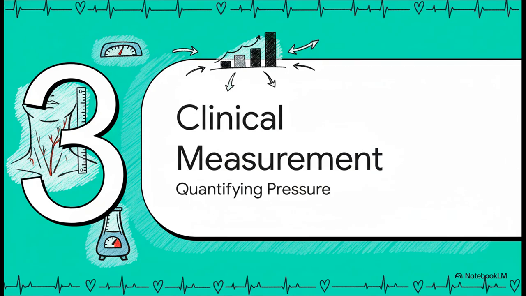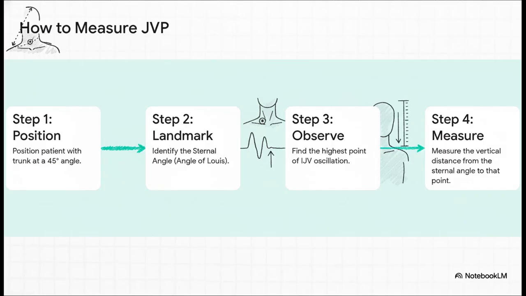All right, so you found the pulse. Awesome. The next step is to actually put a number on it, and to do that, we use a standardized procedure right at the bedside. The process has four very specific steps. First, you've got to get the patient positioned correctly, with their trunk at a 45-degree angle. Second, find the sternal angle, that little bump where the manubrium meets the sternum, also called the angle of Louis. Third, you want to carefully watch the IJV and find the very highest point where it's pulsing. And finally, you measure the vertical distance, in centimeters, from the sternal angle straight up to that highest point.